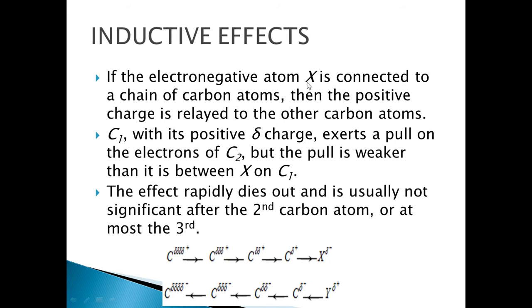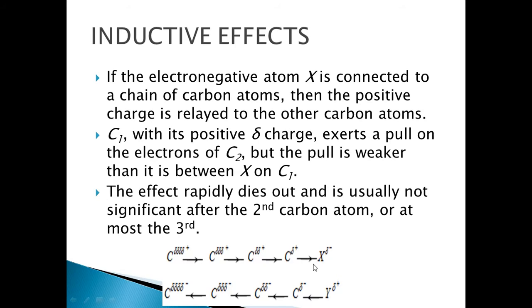If the electronegative atom is connected to a chain of carbon atoms, then the positive charge is relayed to the other carbon, as you have in this diagram. This is the carbon that is next to the electronegative atom. Then this one, carbon 2, is next to carbon 1. You can see that as carbon 1 is partially positive, carbon 2 is also partially positive, and so on and so forth. The only thing is that the positivity reduces as you move from carbon 1 to carbon 2 and to carbon 3. This is what we call inductive effect.